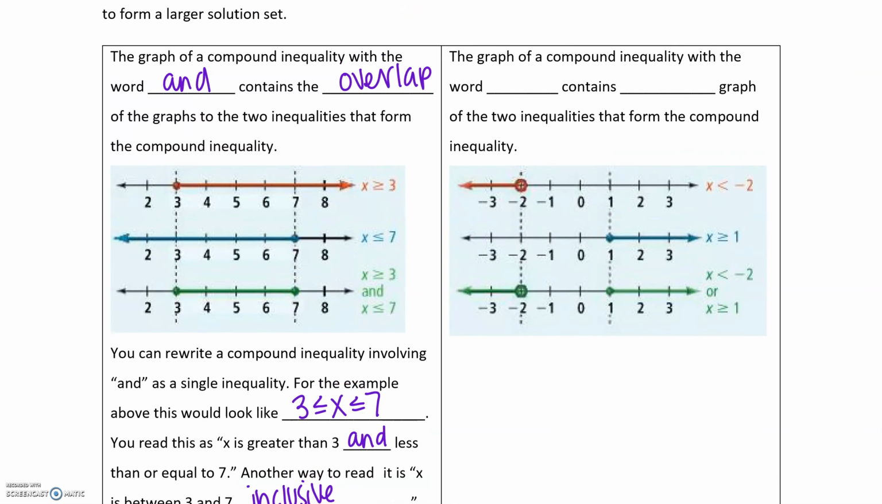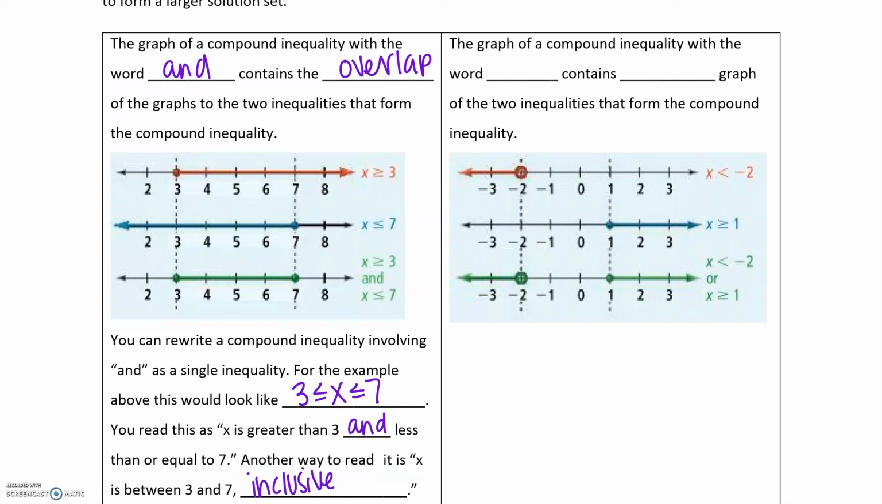Okay, so when we graph the compound inequality that contains the word "or," it contains each graph of the two inequalities that form the compound. So we have that x is less than -2, so we've got our open circle at -2 and it's shaded to the left. We have x is greater than or equal to 1, so we've got our closed circle and it's shaded to the right. So the compound inequality is x is less than -2 or greater than or equal to 1. So we've got both of those graphs on the same number line.